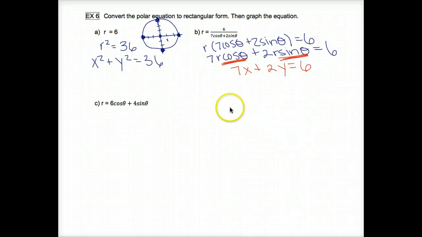Now, it just says to convert it to rectangular form and then graph it. This is perfectly acceptable rectangular form, the 7x plus 2y equals 6.